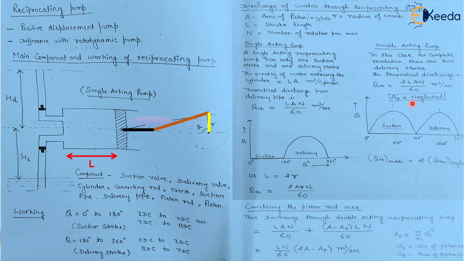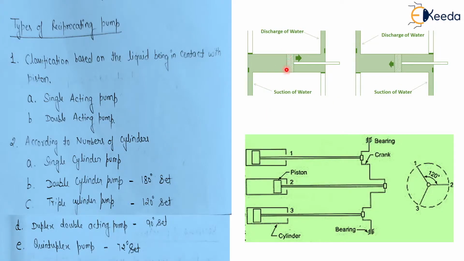In this case, we have neglected the area of the piston rod. This one is the piston rod, this one is the connecting rod, and this one is the crank. So in this case, we have neglected the cross-sectional area of the piston rod. Now, if we consider the cross-sectional area of the piston rod, you see here, in this case, there is no piston rod, but here there is a piston rod. This one is the piston rod.